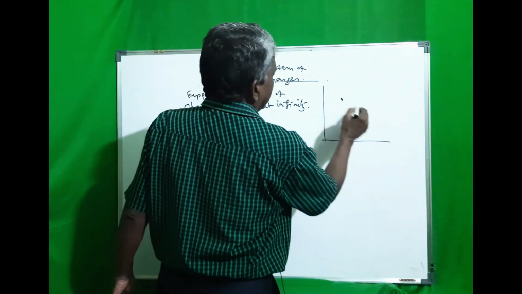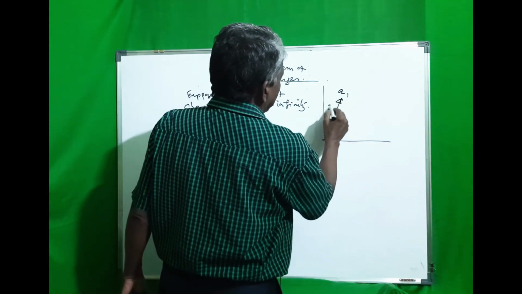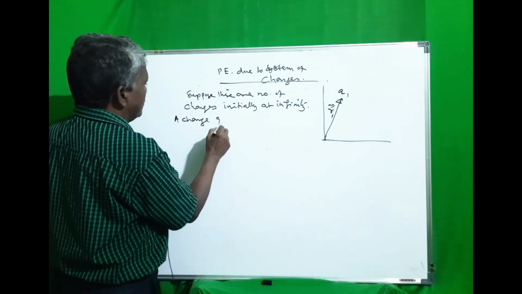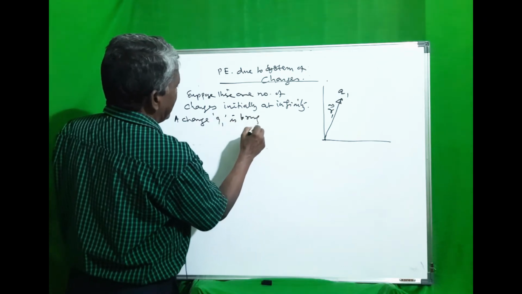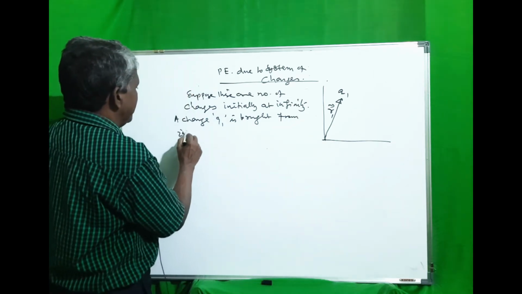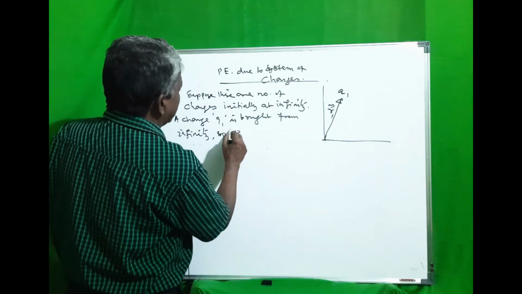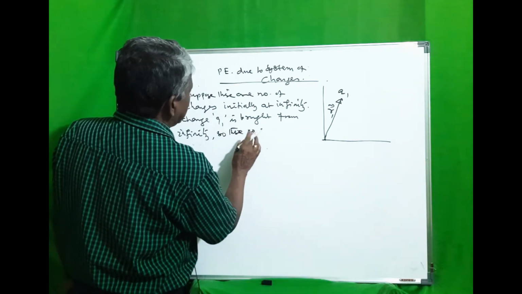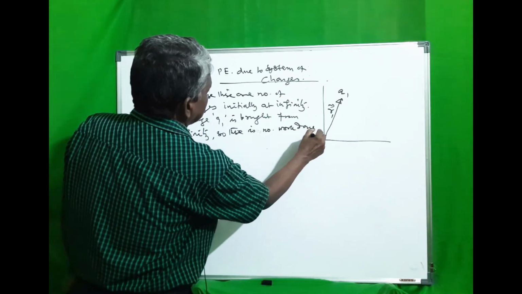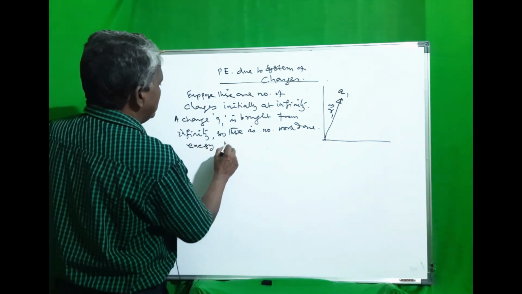A charge q1 is brought from infinity. So there is no work done, and the energy W1 is zero.